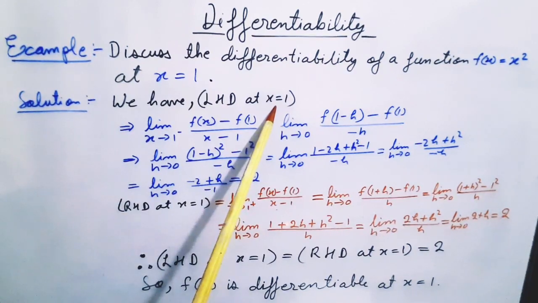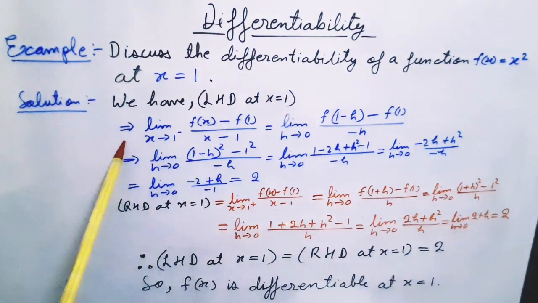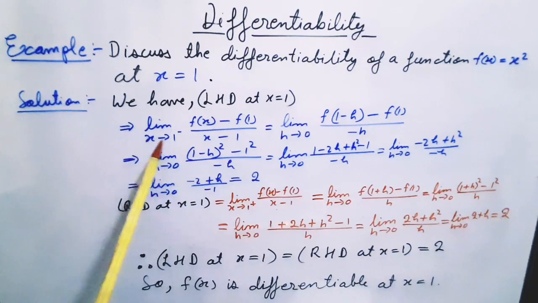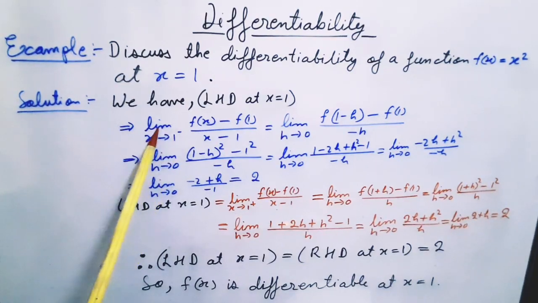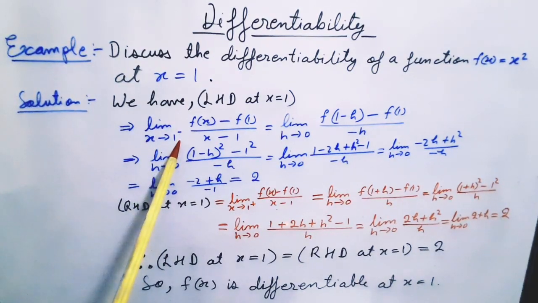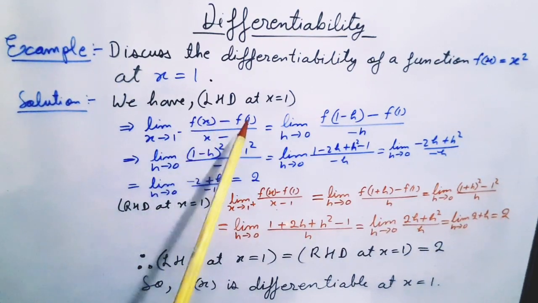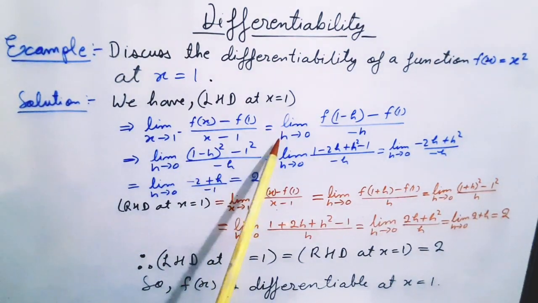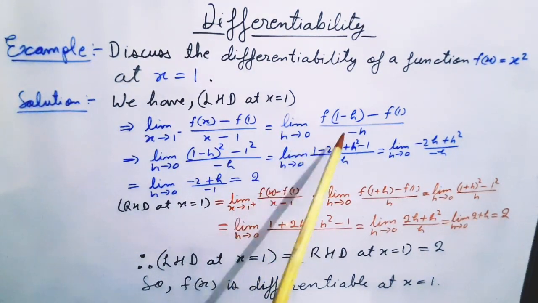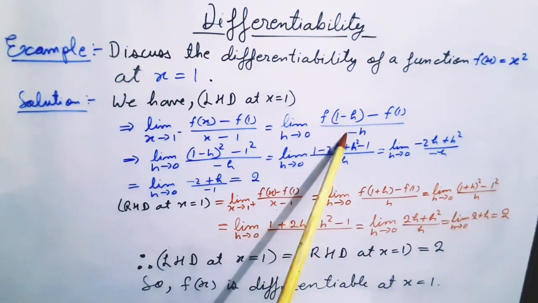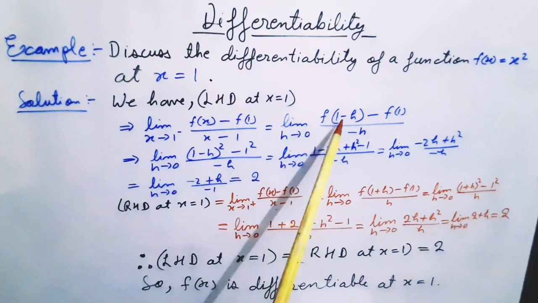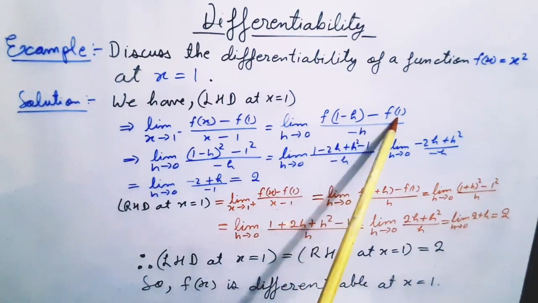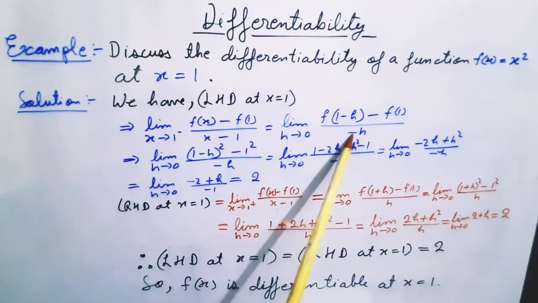So to find the left hand derivative at x = 1, first of all we have to write limit x tends to 1 negative. Limit x tends to 1 negative means we are solving for the left hand derivative: [f(x) minus f(1)] upon (x minus 1). That will be equal to limit h tends to 0, and in place of x we have to write 1 minus h in numerator and denominator both. So we will get [f(1 minus h) minus f(1)] whole divided by minus h.